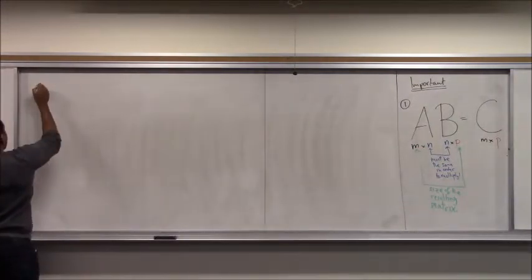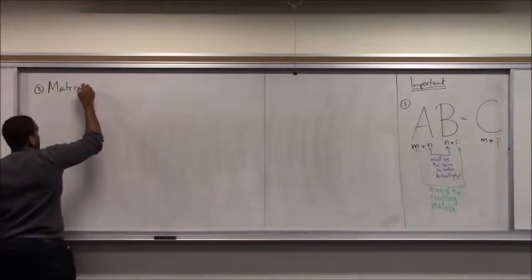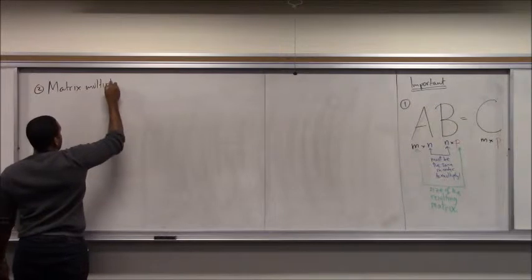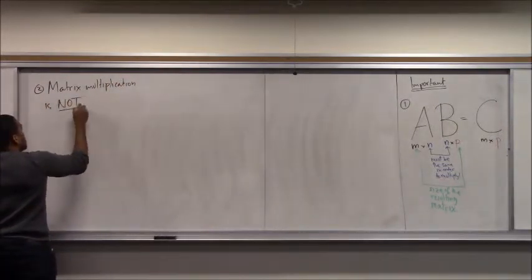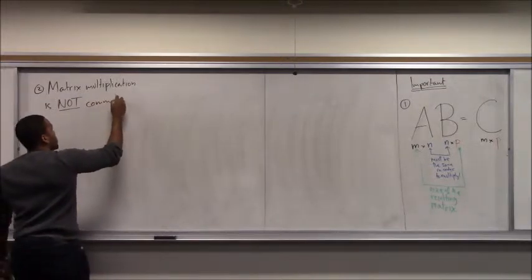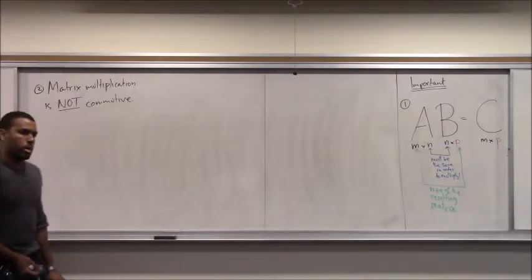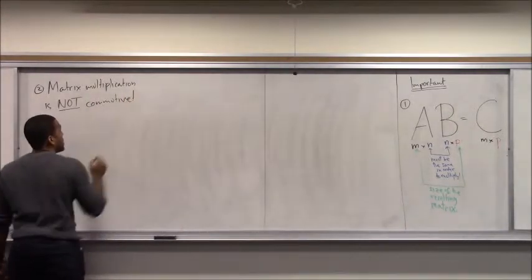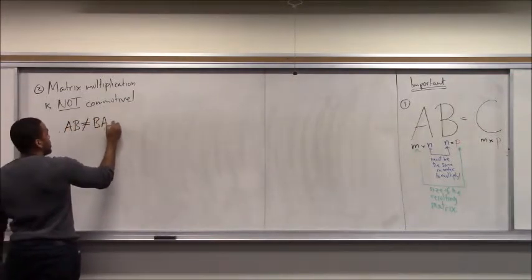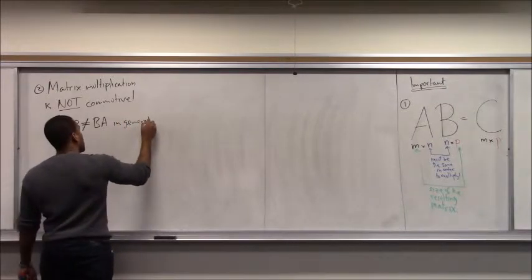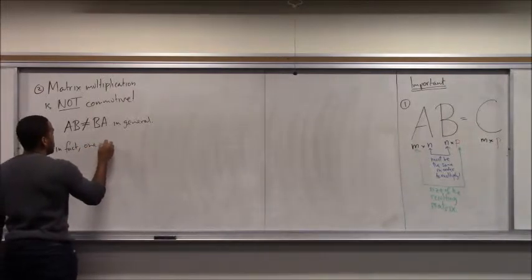The second thing that's important is what I just mentioned. Matrix multiplication is not commutative. Commutative means it's the same if you switch the order, right? Like multiplication of numbers is commutative. Take 2 times 3 is the same as 3 times 2. But in matrices, this is not the case, which means A times B is not the same as B times A in general. In fact, one might exist when the other one doesn't.